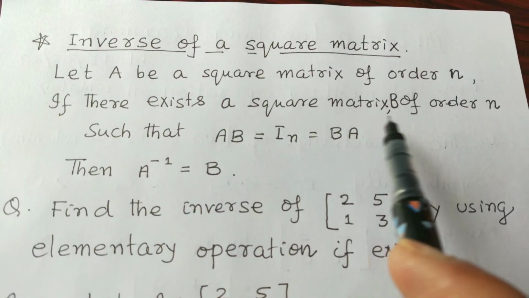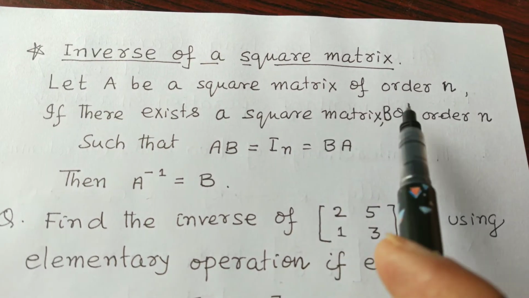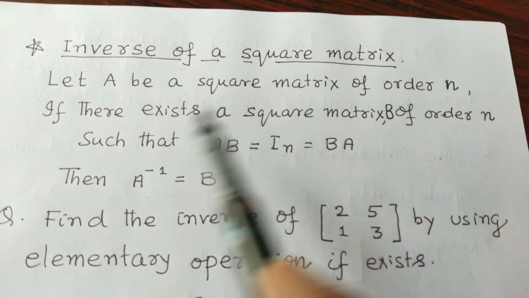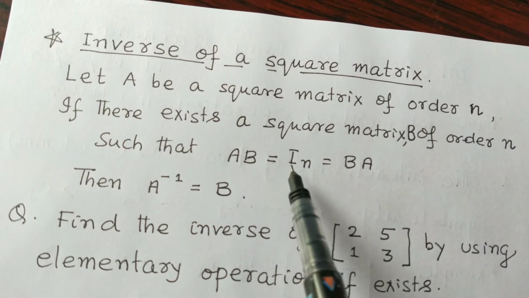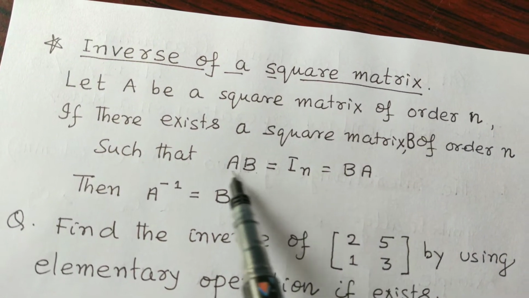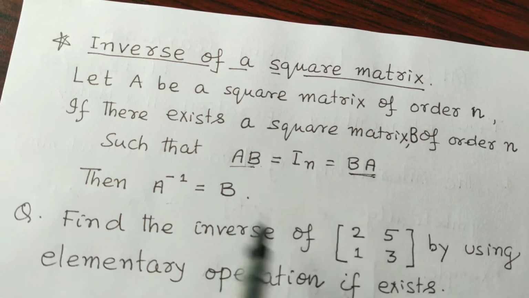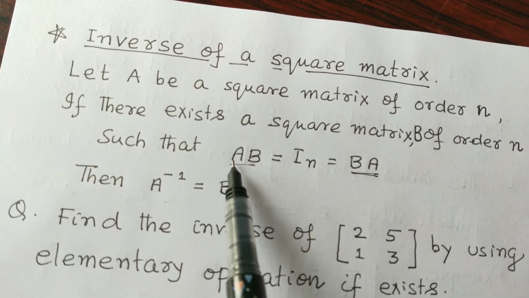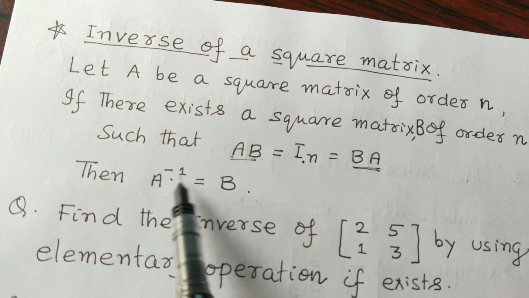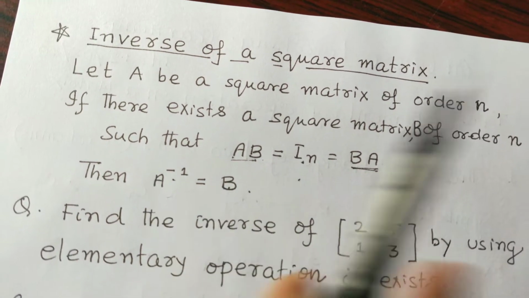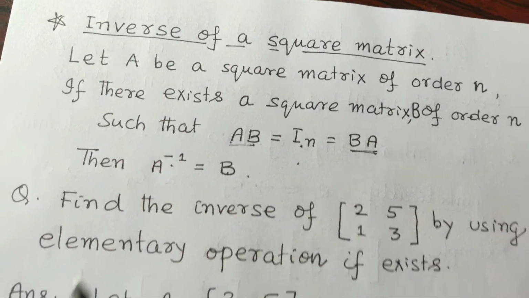If there exists a square matrix B such that the products AB and BA are both the identity matrix, then the inverse of A is B and the inverse of B will be A. Okay, suppose A is given to us, we want to find A inverse.